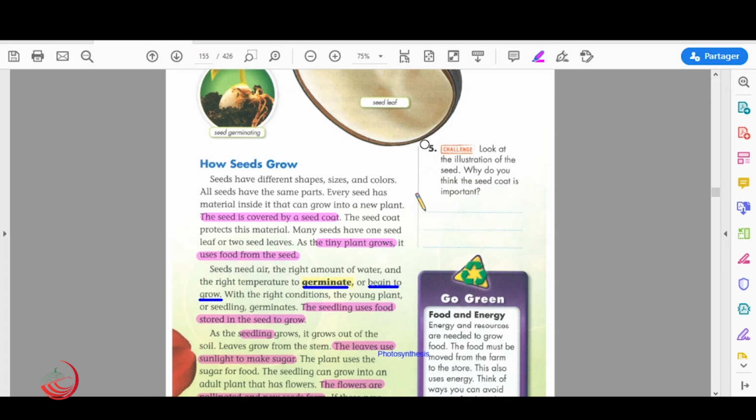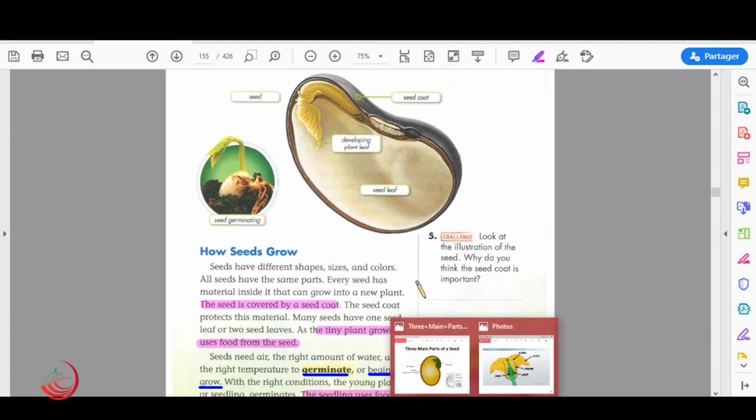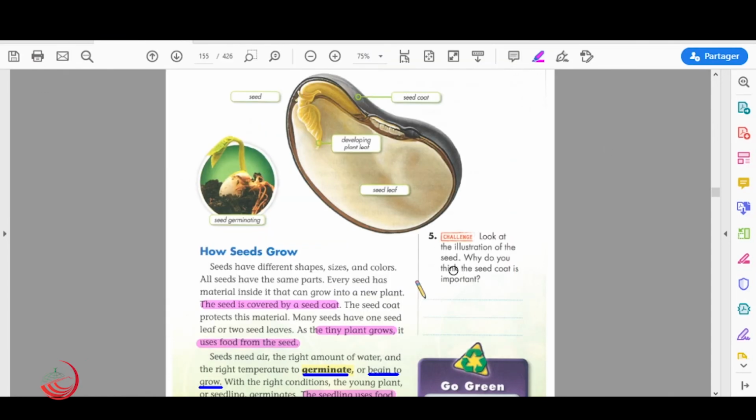Let's move quickly to number 5. Question number 5 is a challenge. Look at the illustration of the seed. You can use this illustration or you can use the photo, this one, whatever you want. Why do you think the seed coat is important? So, do you think the seed coat is important? If yes, then why? Okay, you can pause the video and answer the question here, and then you can correct it later. On count to 3. 1, 2, 3. Okay, let's correct.